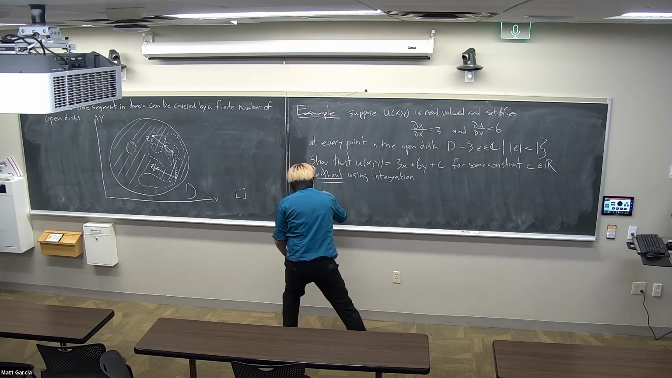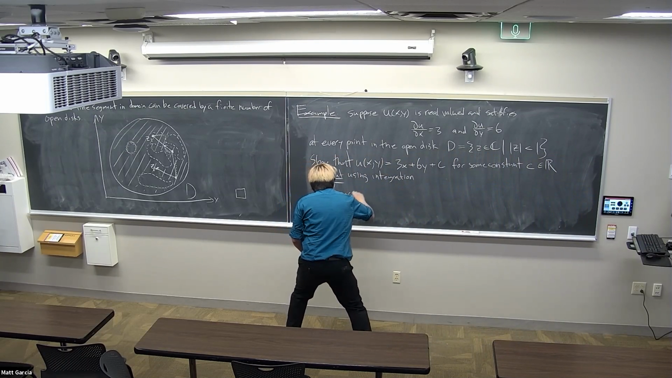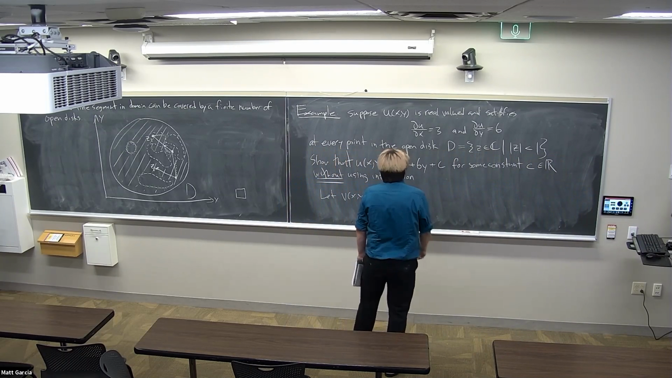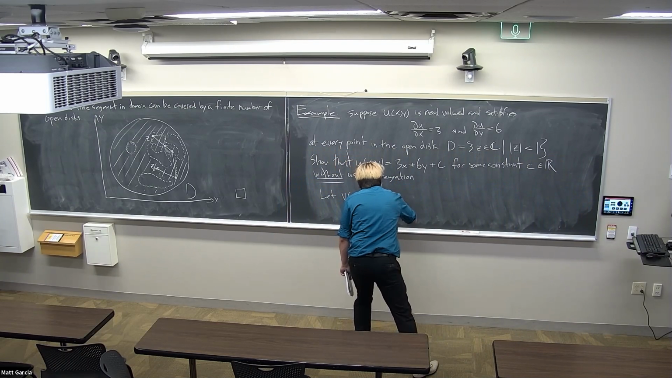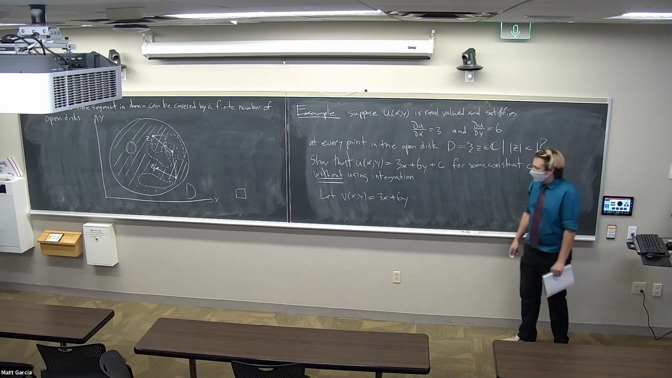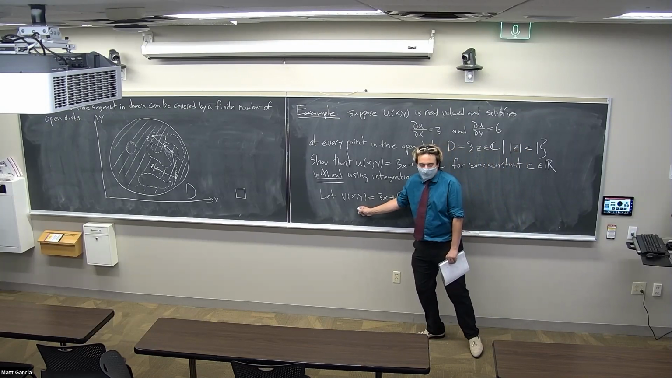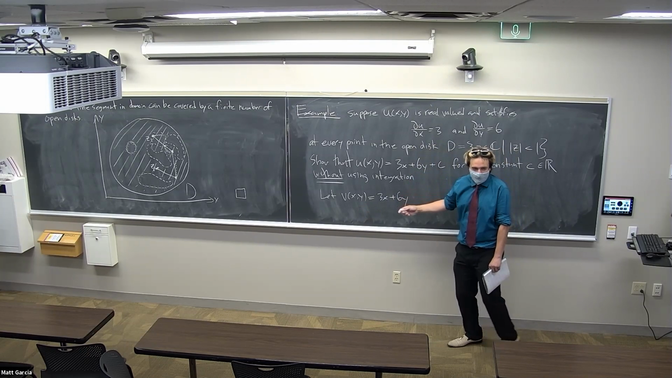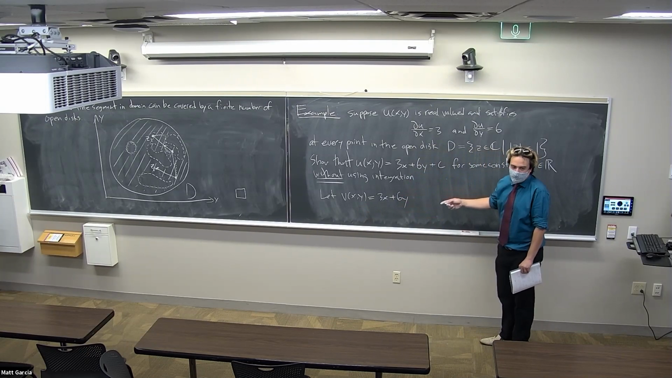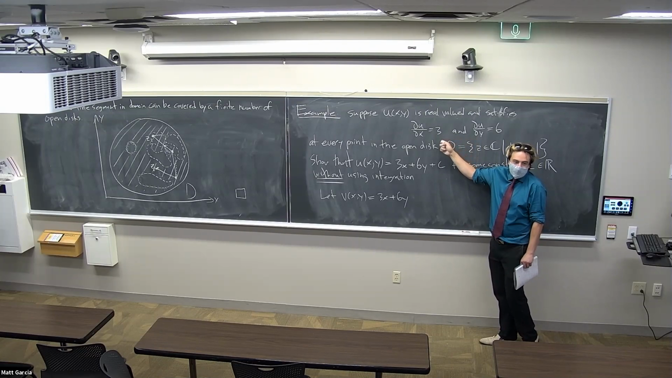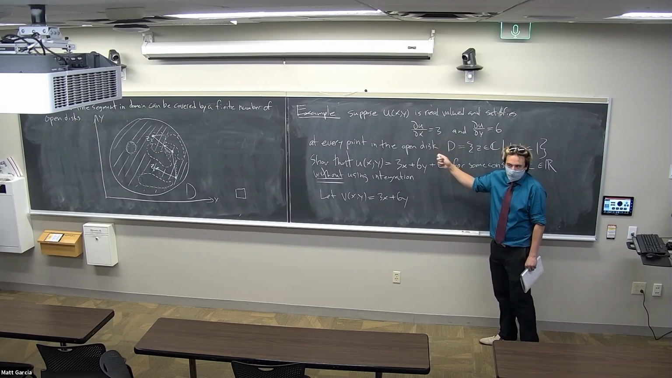So let's let v of x y be equal to 3x plus 6y. Why is that? Because then the partial derivative of v with respect to x is 3, and the partial derivative of v with respect to y is 6. In other words, it's another function, not necessarily u, which satisfies the same conditions that u satisfies. Okay?